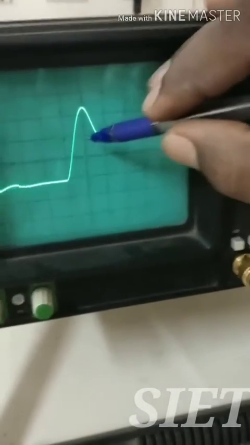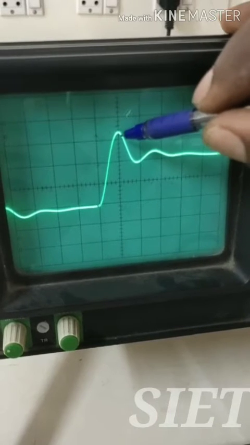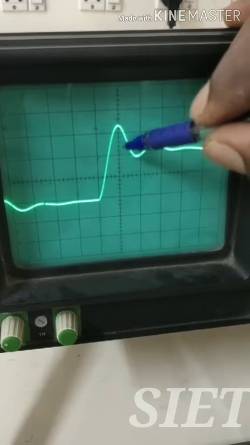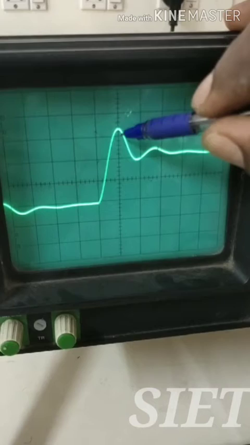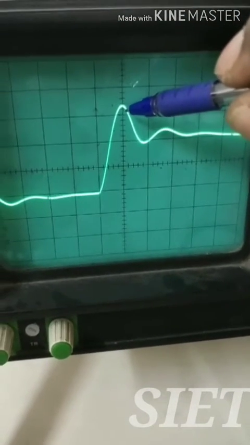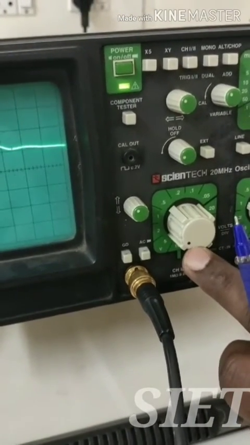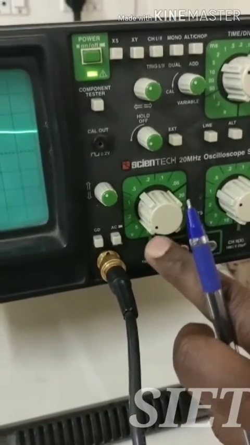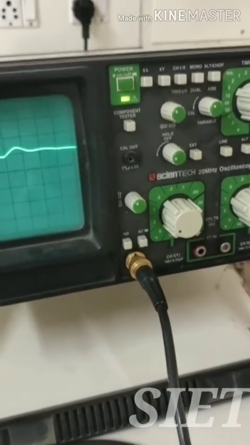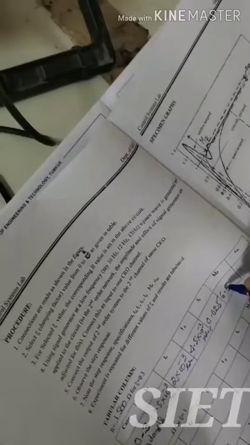So this is the maximum peak from here to here. This is 1, 1.2, with 1.4 in between. So 1.3 multiplied by the voltage per division. How much is the value per division? 5 volts. So 1.3 into 5 should become 6.5 volts.